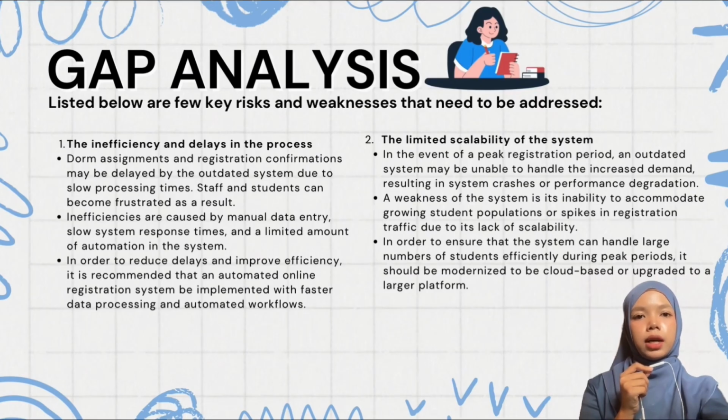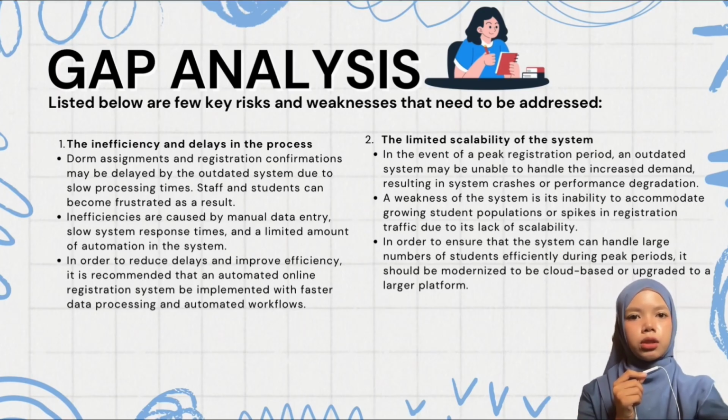Listed below are a few key risks and weaknesses that need to be addressed. The inefficiency and delay in the process is the first one, where dorm assignments and registration confirmations may be delayed by the outdated systems due to slow processing times. Staff and students can become frustrated as a result. Inefficiencies are caused by manual data entry, slow system response times, and a limited amount of automation in the system. In order to reduce delays and improve efficiency, it is recommended that an automated online registration system be implemented with faster data processing and automated workflows.